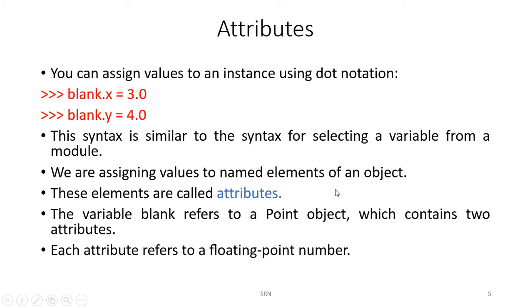The variable blank refers to a point object which contains two attributes x and y, and each attribute refers to a floating point number because we have assigned floating point numbers. So the point we are trying to represent here is 3.0, 4.0, in these attributes.